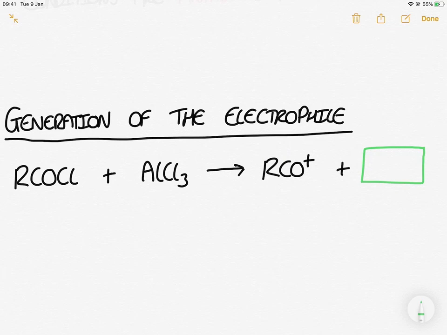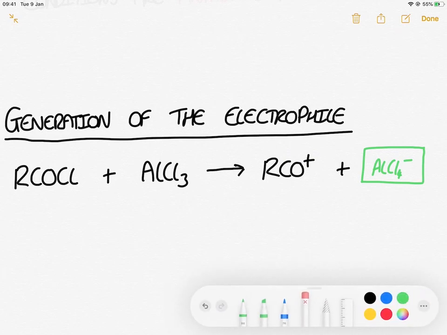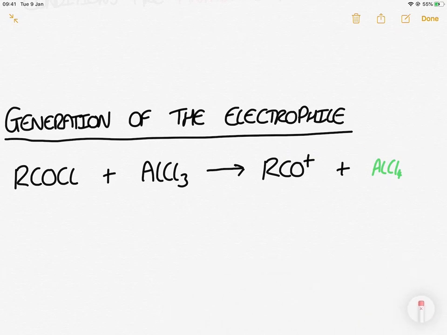The other thing you should work out is that there's a chlorine missing from your acid chloride, and that chlorine needs to have gone somewhere, and the place that it has gone is it's now attached to aluminium chloride. Just to tidy this up a little bit actually. Just because this is an aluminium ion, it's often put in square brackets. It's not essential, but it is usually the way that it's drawn. So your aluminium chloride has picked up a chloride from ethanoyl chloride and formed AlCl4-.